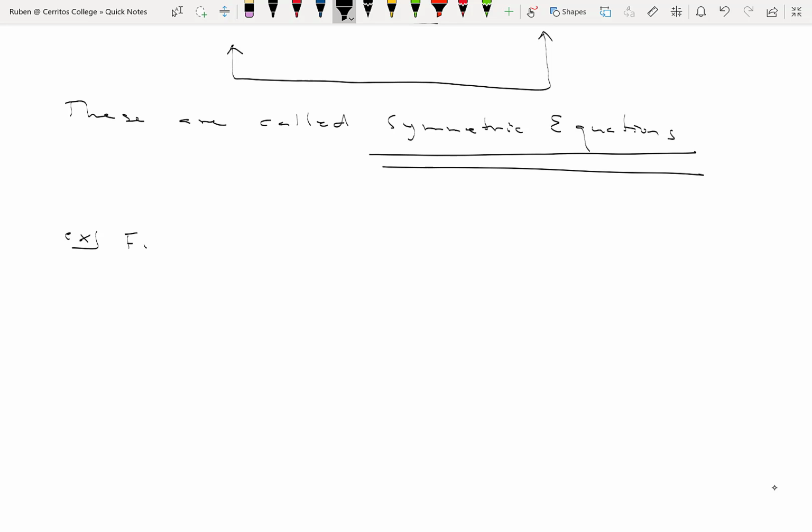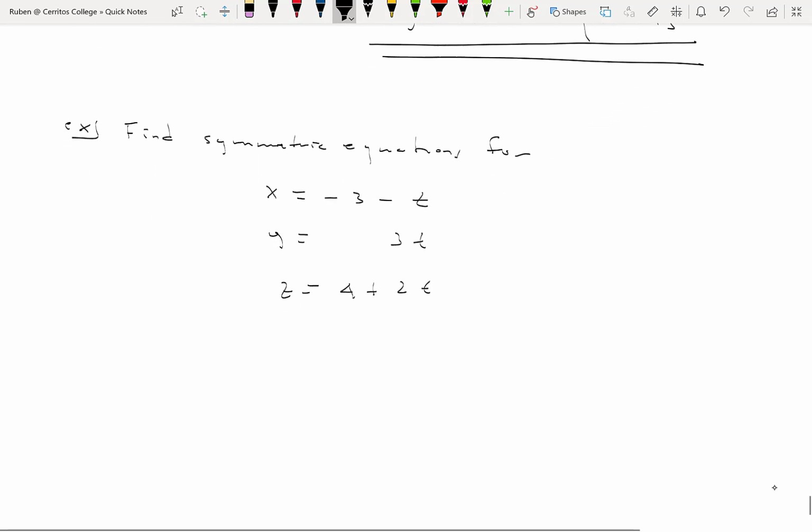Find symmetric equations for the line given by x equals -3 take away t, y equals 3t, z equals 4 plus 2t. It's not difficult. It's not difficult at all.